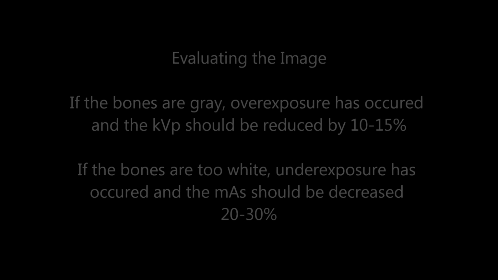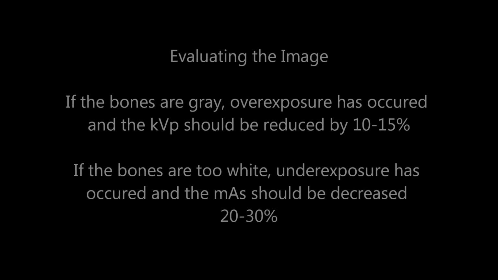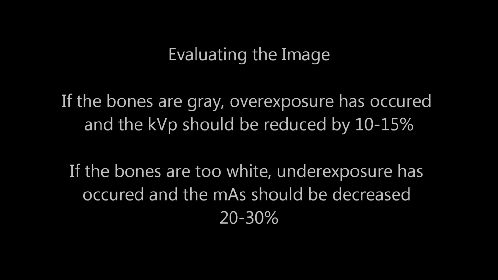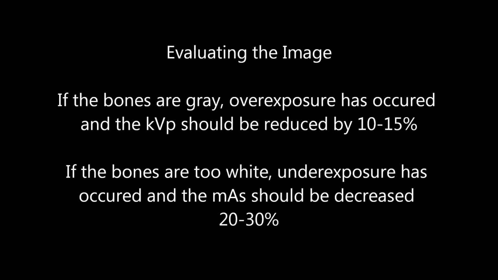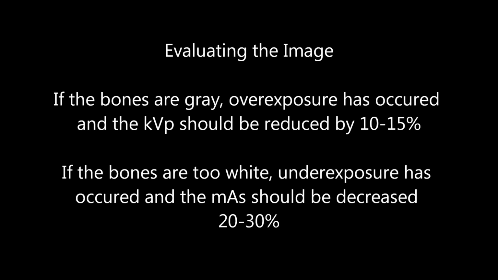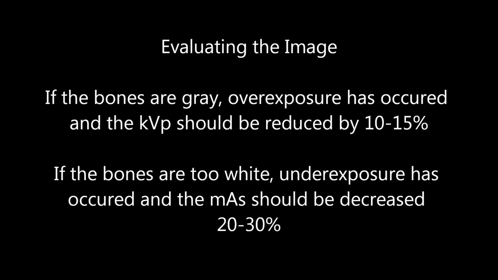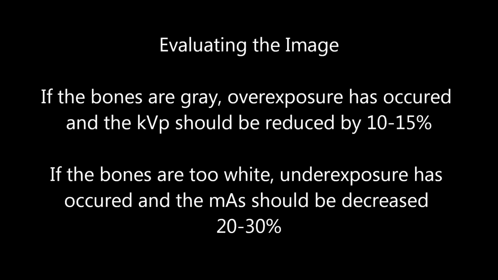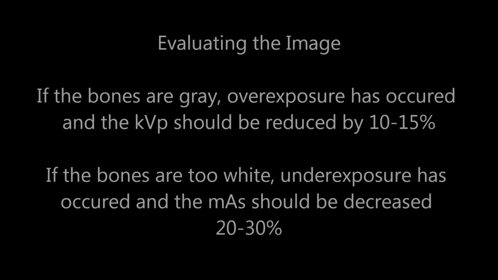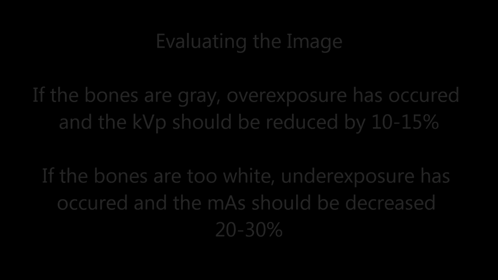And when you evaluate the image, if the bones are gray, overexposure has occurred, and the kVp should be reduced by 10 to 15%. If the bones are too white, underexposure has occurred, and the mAs should be decreased by 20 to 30%. And then you have the 15% rule.